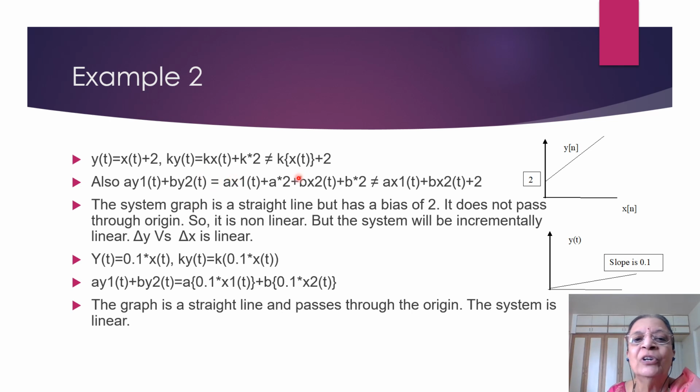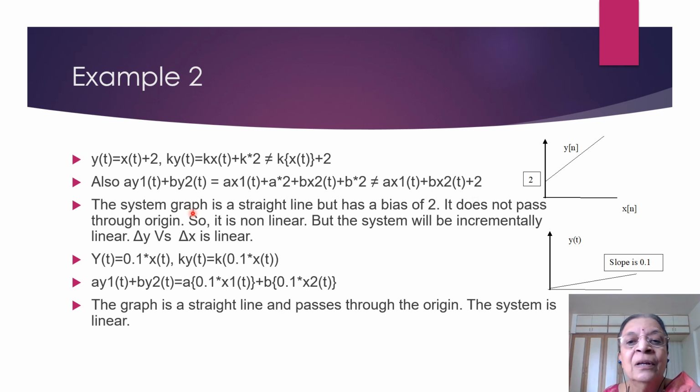Now this is one more example. This is for the discrete time system, now real continuous time systems. y(t) is equal to x(t) plus 2. So again, this is similar. It is having a bias and it is not giving you the homogeneity property. Also, the additivity property will be not holding good.